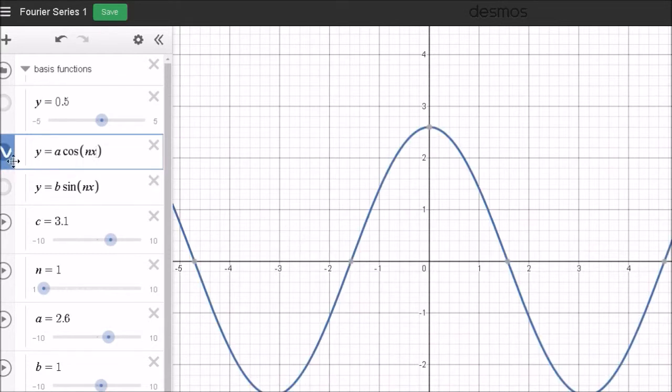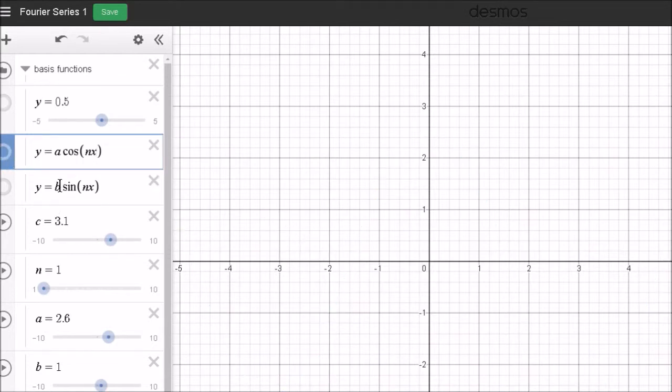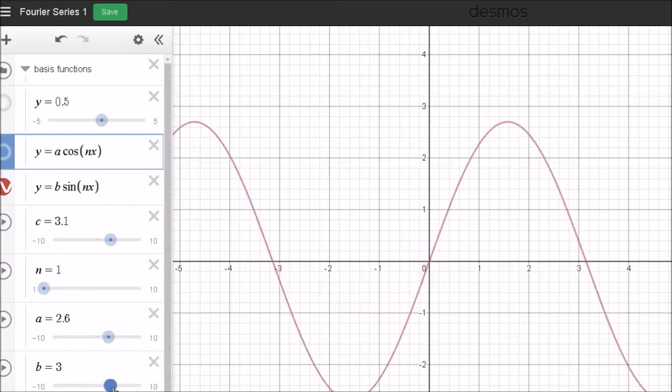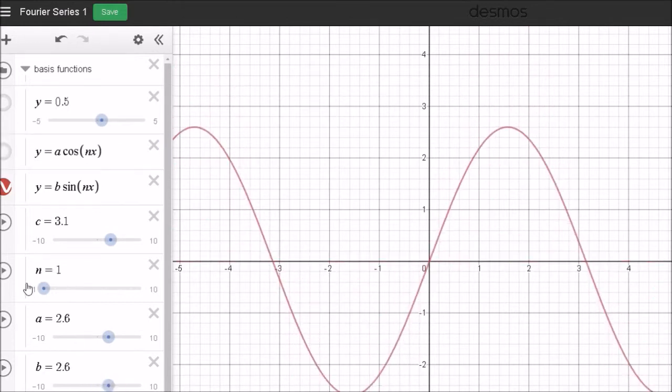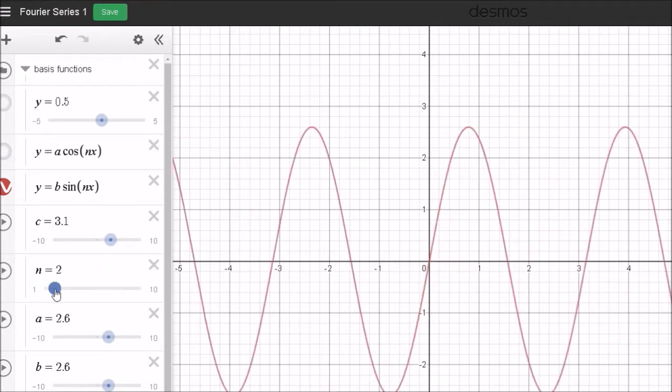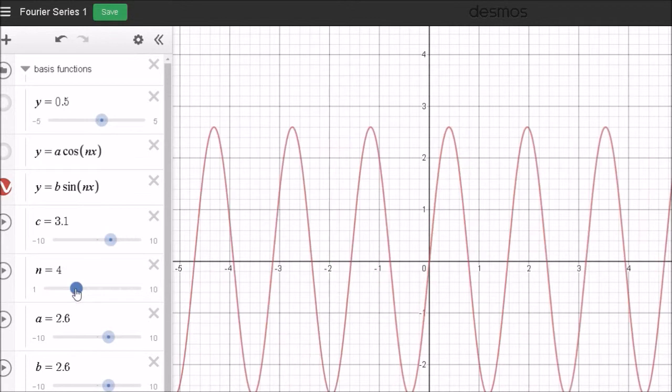Now we can do the same for the sine. That's our sine function there, and again we can change the amplitude of the sine function by changing the values of our b's, and we can change the frequency by changing the values of our n, and that is an integer multiple of a base frequency.